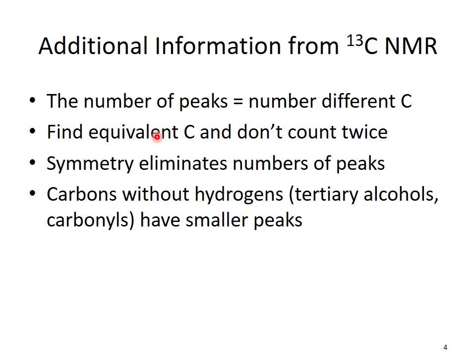Because identical carbons have the same peak, the major thing that we find out from carbon-13 is the number of different carbons. So when comparing a spectrum to a structure, you find the equivalent carbons and don't count them twice. Two that are identical you have to count as one. It's because the symmetry eliminates some of those peaks. The carbons are identical to each other due to symmetry. And then I already told you that carbons without hydrogens will have smaller peaks. Carbons without hydrogens tend to have less opportunity to be carbon-13.